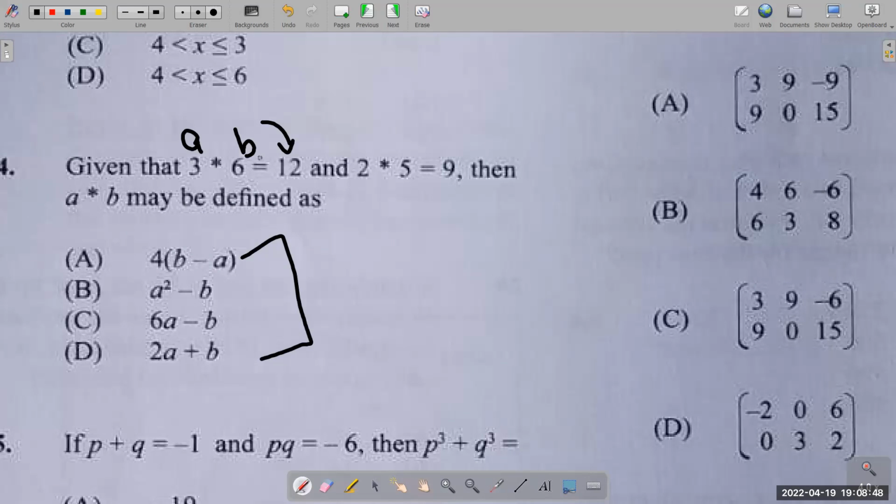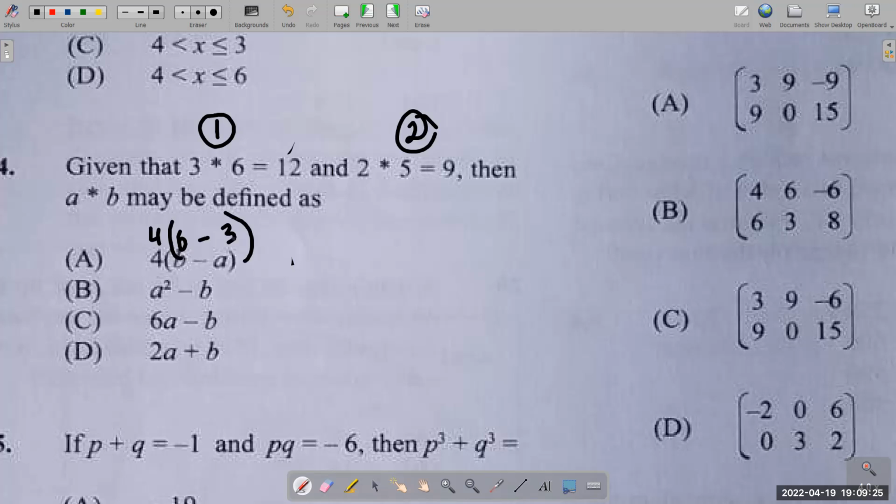Is it that when I subtract A from B and multiply it by 4, I get 12? Let's try that. Let me just do it here on the side to show you what I mean. So let's test the first one. This is the first equation. This is the second equation. This is almost like functions. They give you something and you have to substitute and see if the answer is correct. So let's go. I know B in this example is 6. So 6 minus A, which is 3, times 4. Let's see if we get 12. 6 minus 3 is 3. 4 times 3 is 12.